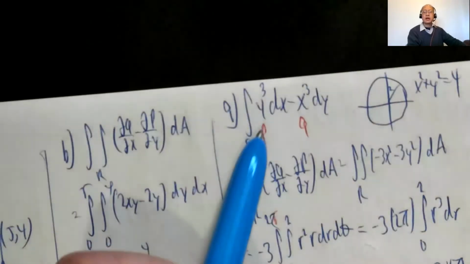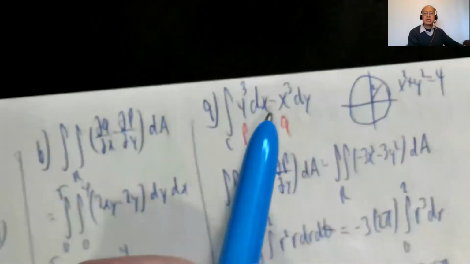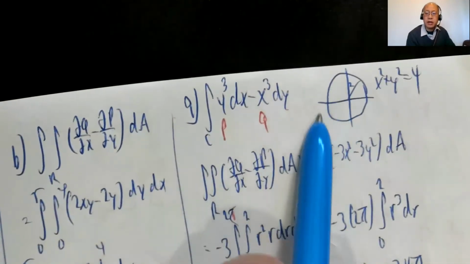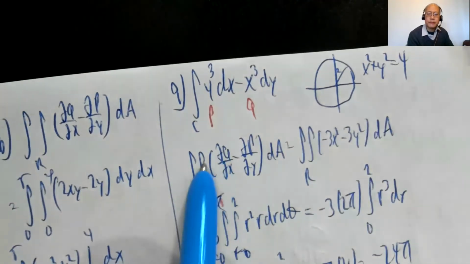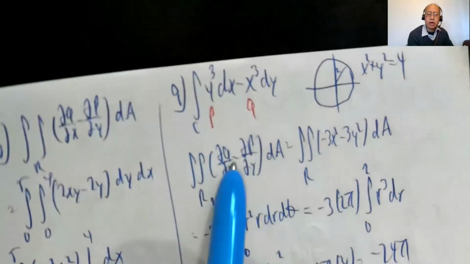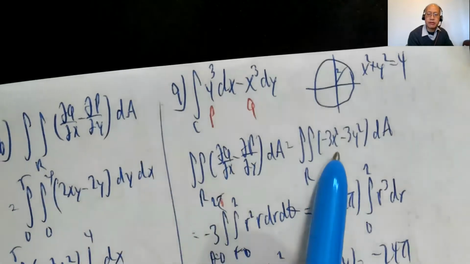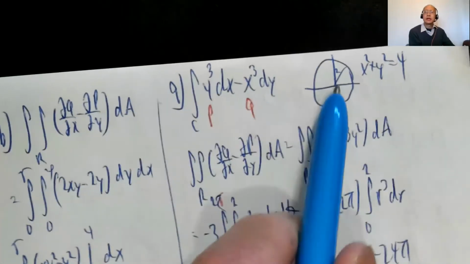Okay, number 9, the integral of y cubed dx minus x cubed dy, and you're integrating along x squared plus y squared equals 4. So the partial of q with respect to x is negative 3x squared. The partial of p with respect to y is negative 3y squared. Okay, this looks like a good fit for switching to polar coordinates.